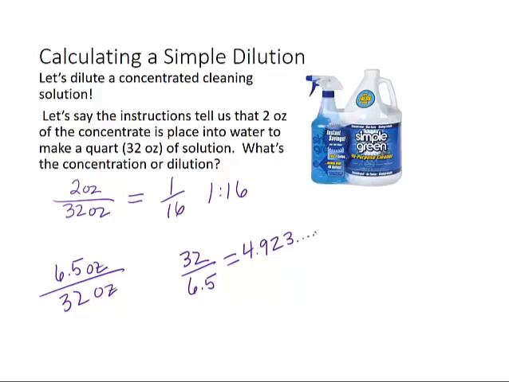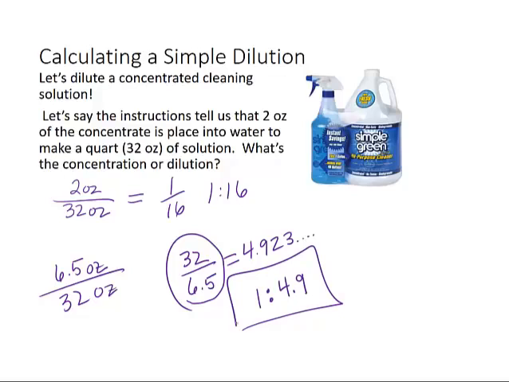Now, you're going to need to round this off. If you've already taken your chemistry course, you know significant figures. If you've forgotten the rules, basically you count the digits in the original problem, and that's how many digits you want in your answer. So 32 has 2 digits, 6.5 has 2 digits, so I want my final answer to have 2 digits, so that's going to be 4.9. So this is going to be a 1 to 4.9 dilution. That's all you have to do. Bottom number divided by top number, round off, make it a ratio to 1. There you have it.